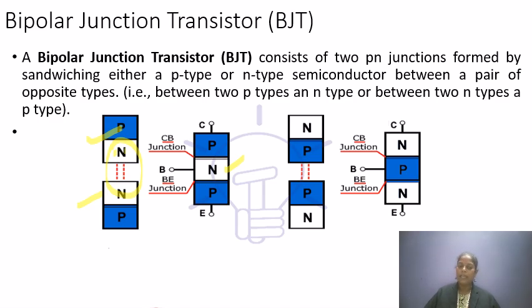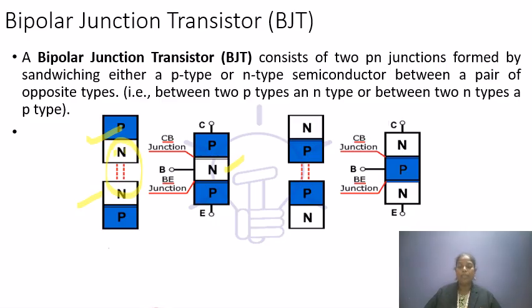So these two N regions are sandwiched and combined, forming one N region. So this is the P region, and both N regions are combined together. We have the middle N region, and at the bottom again the P region. In that way we form the PNP transistor, or otherwise we can form the NPN transistor.